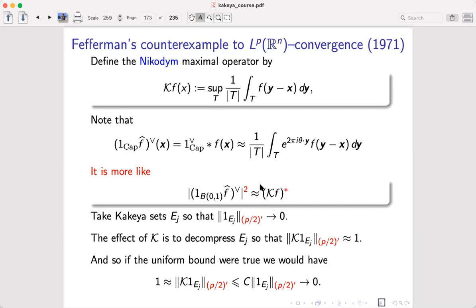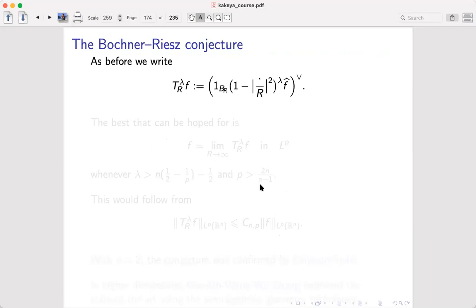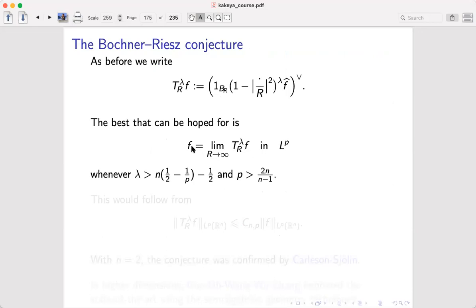So given that the disk conjecture isn't true, what can you hope for? You need to smooth this out a little bit in order for this convergence to hold. This is called the Bochner-Riesz conjecture. Again, you hope for this to converge in L^p, or in other senses, we'll come to that in a moment. But you need this lambda to be this big. So when p is equal to this number, this is zero, but you need lambda to be strictly greater than zero when p is not equal to two. Again, this would follow from a uniform estimate, and this is scale invariant, so you can take R equal to one here.